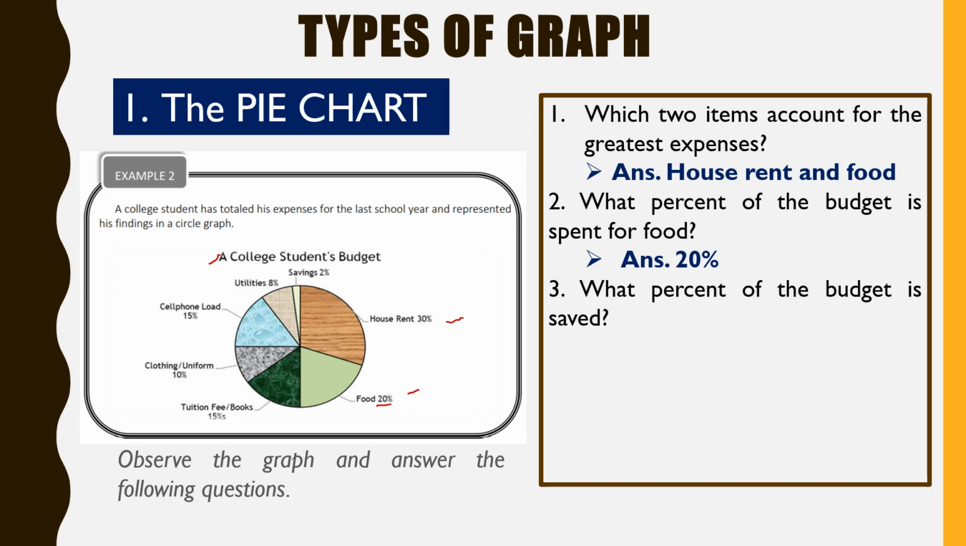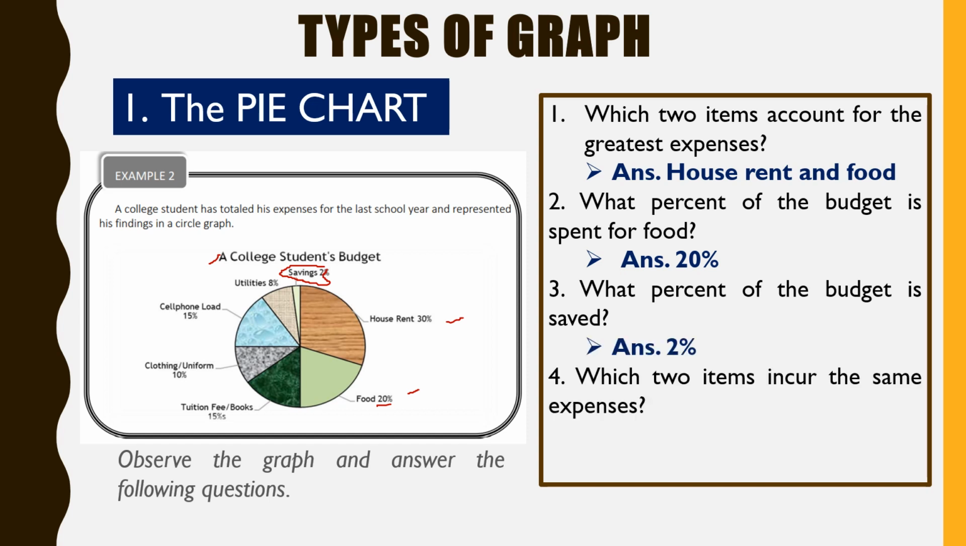Question number 3, what percent of the budget is saved? So we look at the savings, which is 2%. Number 4, which 2 items incur the same expenses? And the answer to that is tuition fee or books and cell phone load, because they are both 15% of the budget.